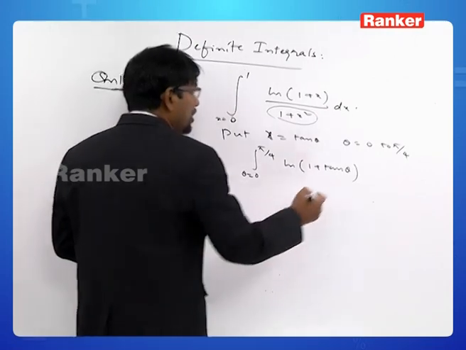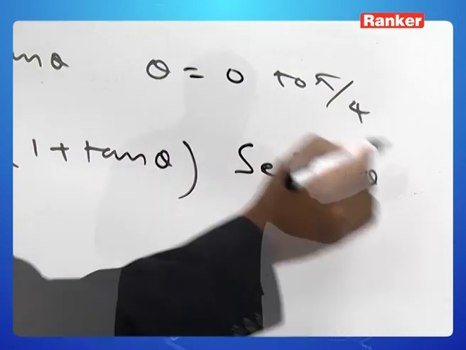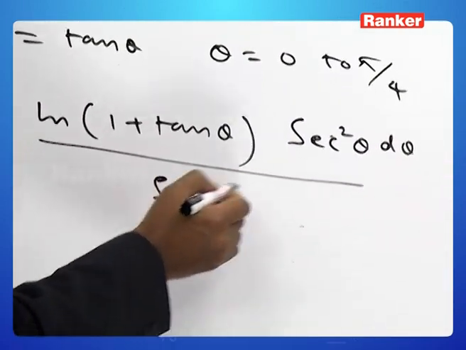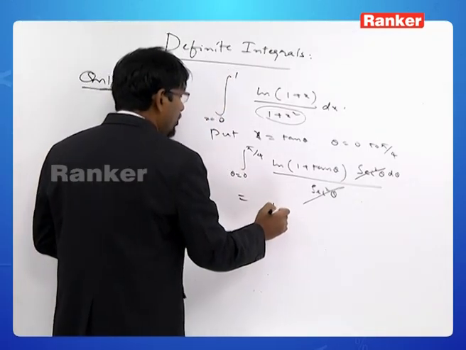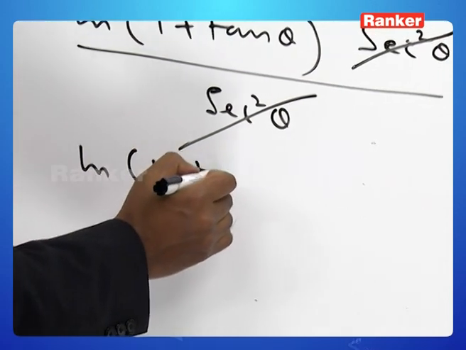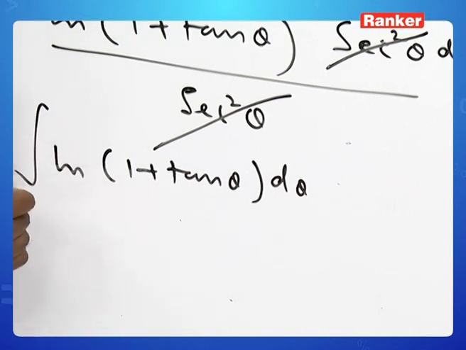dx is secant square theta d theta. So secant square theta d theta. And 1 plus x square is again secant square theta. So this cancels and we are left with ln of (1 plus tan theta) d theta, theta ranging from 0 to pi by 4.